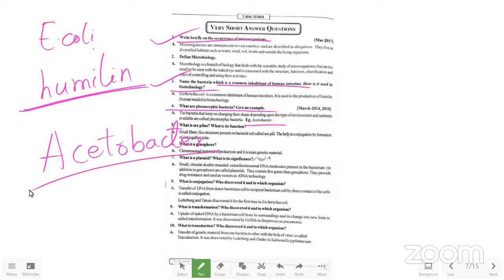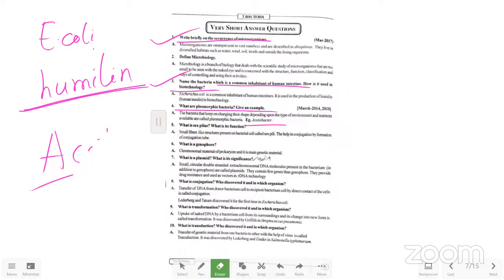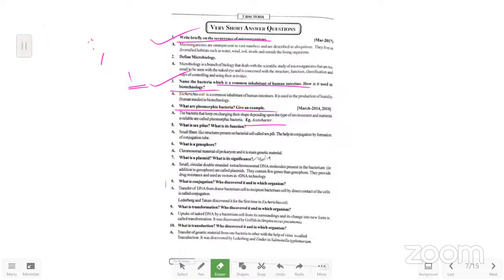Okay, next one. What is genophore? The main chromosomal material of the bacteria is called the genophore.